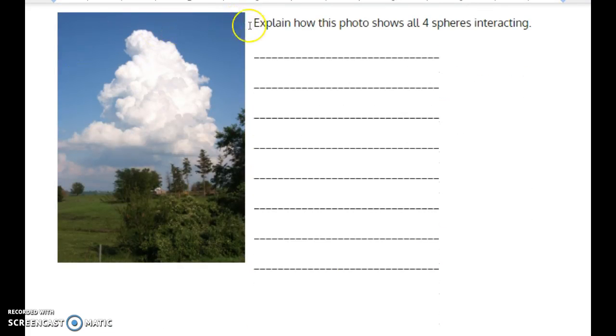And finally, explain how this photo shows all 4 spheres interacting. If you need more space, you can write on a separate sheet of paper or write down here. All right, very good.